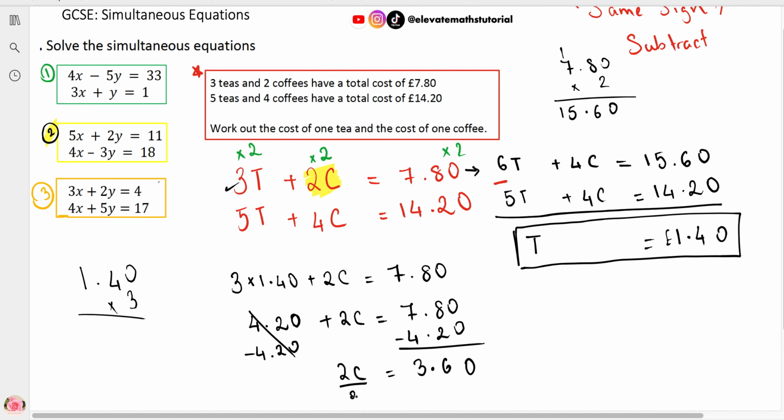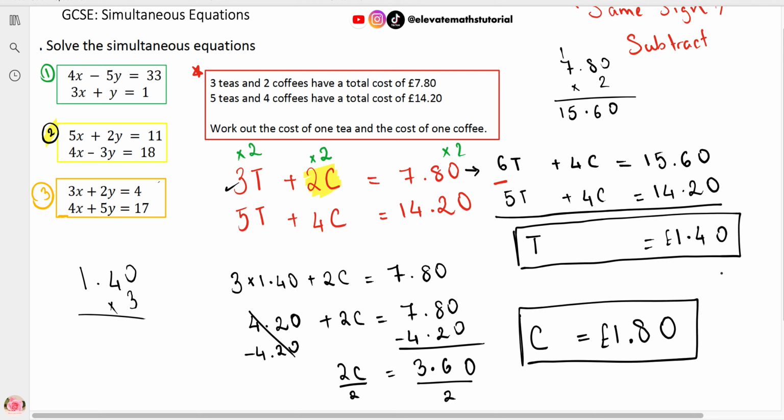And then if we divide by 2 on both sides, c is equal to 360 halved, which is going to be £1.80. 180, half of 360. Okay, so that's the answer. That's the price of the tea and that's the price of the coffee. You can always go back and plug it in here and see if, for 5 teas and 4 coffees, you actually get £14.20. But these are the final answers.